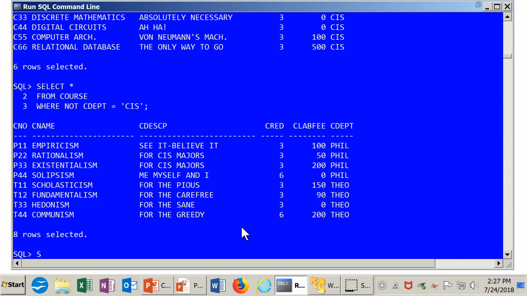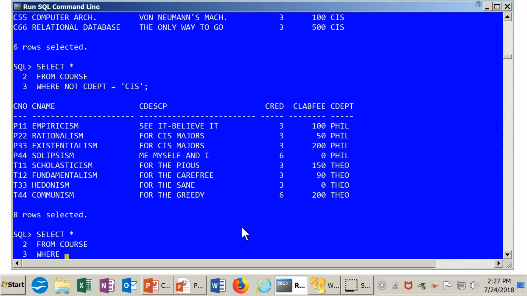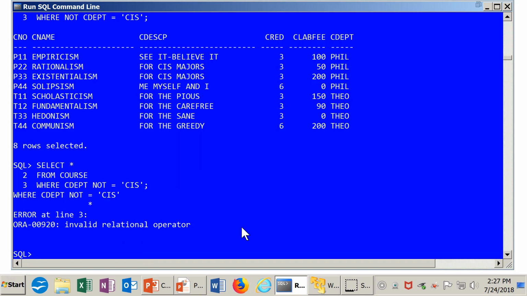Now, if we take the query and try something like where C department and put NOT equal CIS, watch what happens. Ooh, we got slapped on the wrist. It doesn't like that. See, the not keyword cannot be placed before the relational operator. We kind of broke up the predicate. Remember, a predicate is really of the form column, relational operator, and value. We broke that up by trying to insert the word not there. So not has to precede the entire predicate. You can't interrupt it.